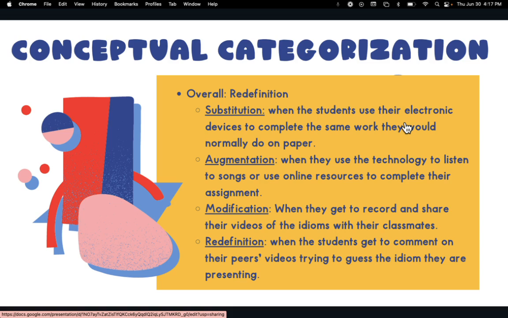Then it evolves into modification when they get to record and share their videos of the idioms with their classmates. But ultimately, we felt it landed on redefinition because students get to comment on their peers' videos and try to guess the idiom that they are presenting, whereas this would not have been something that could have happened digitally in the past when students were just drawing idioms on paper.